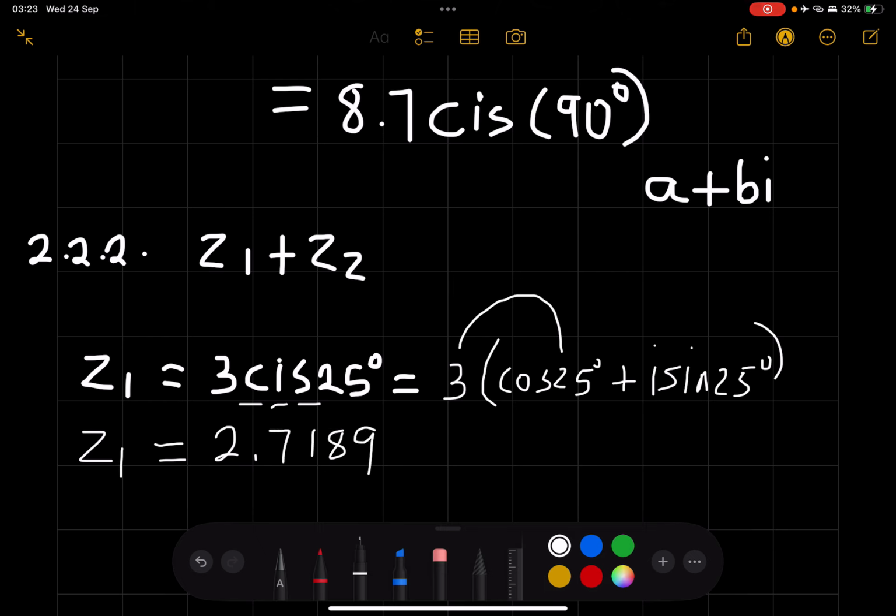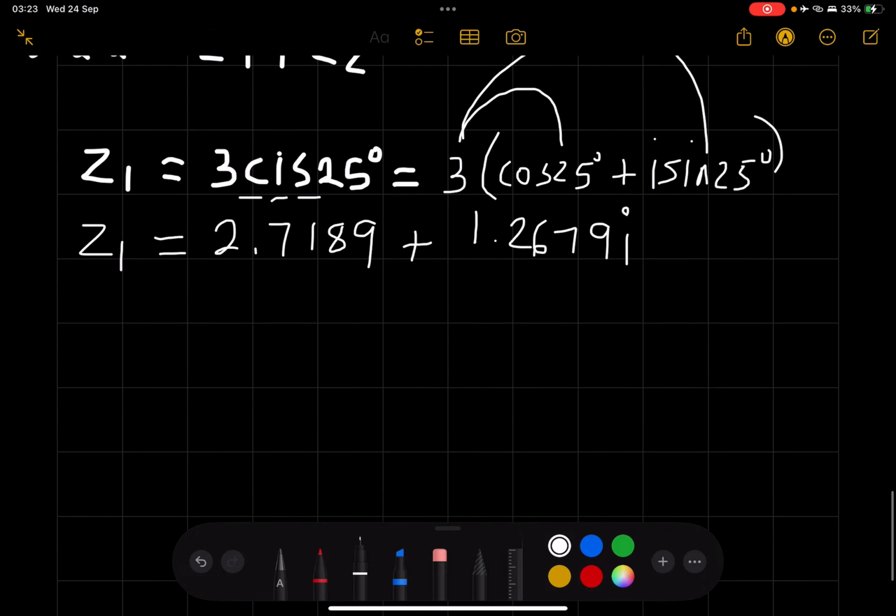2.7189. I'll round off to 4 because this is not the final answer. And remember, we always round off our final answers to 3 decimal places. So if it's not the final answer, round it to 4 or to 5 just to maintain the accuracy. Okay, and then we're going to say 3 times sine 25. So that will give us 1.2679, but there's i there, so I have to write that i, right? So z1 is now in rectangular form. Let's do the same for z2.